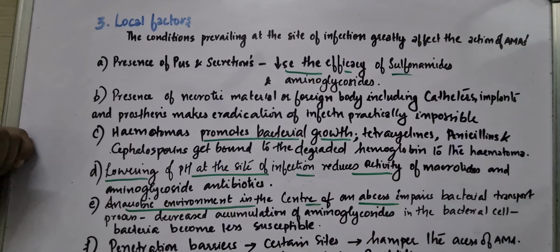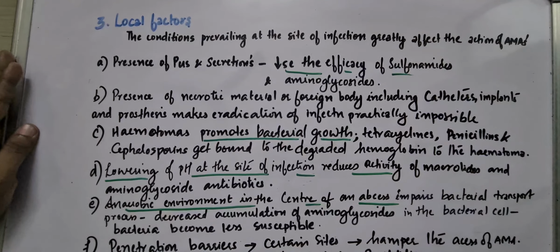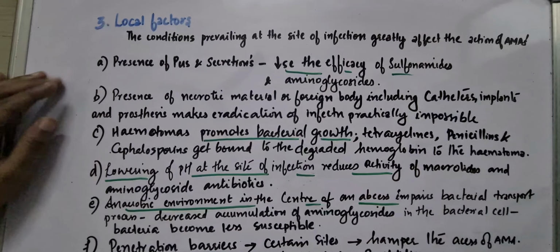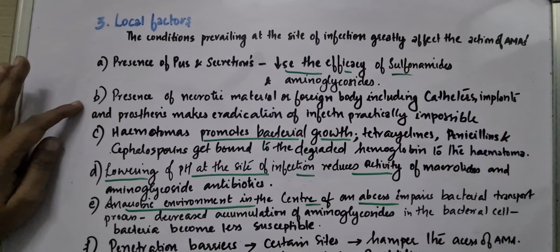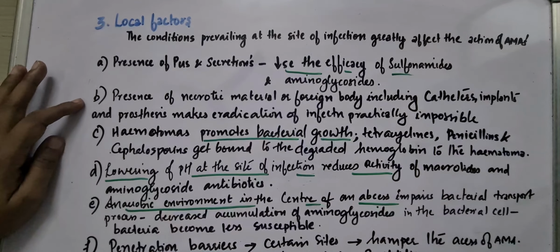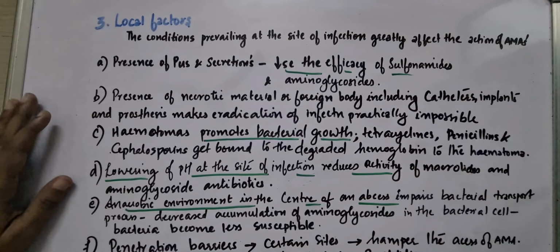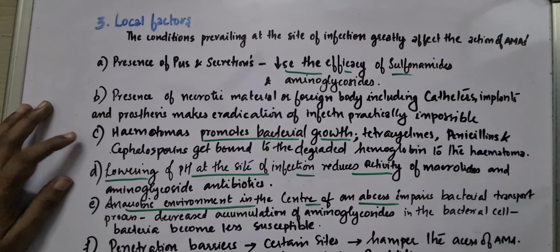So, drainage of the abscess is required because that can reduce the population of the causative bacteria, suppresses anaerobes by exposure to oxygen, and improves diffusion of the antibiotics into the abscess. So the area should be clean of pus and any kind of secretions for the antimicrobials to act. Next is presence of necrotic material or foreign body, including catheters, implants and prosthesis, which makes eradication of infection practically impossible. Next is hematomas. These hematomas promote bacterial growth.